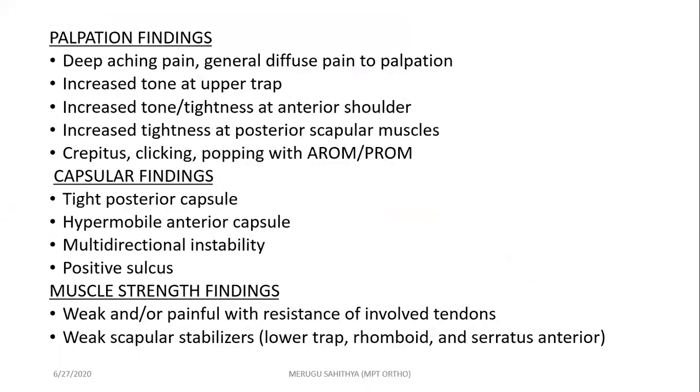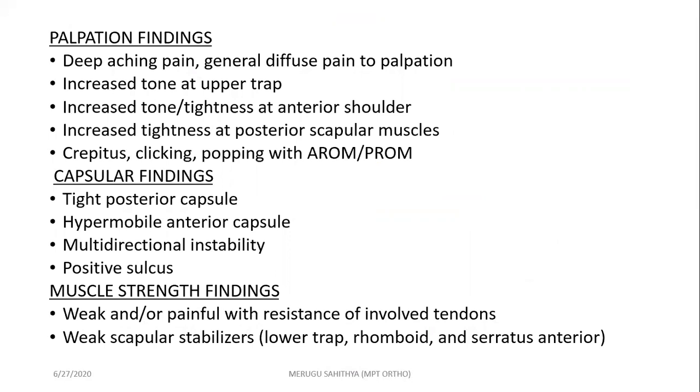Palpation findings include deep aching pain, general diffuse pain to palpation, increased tone at the upper trapezius, increased tightness at the anterior shoulder, increased tightness at the posterior scapular muscles, and sounds like crepitus, clicking, popping with active range of motion or passive range of motion.